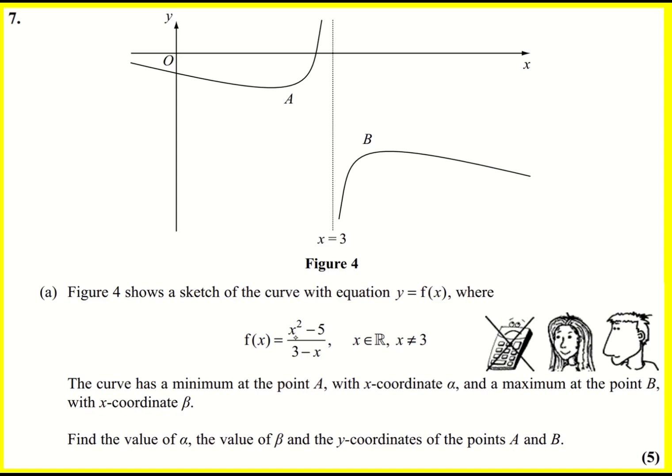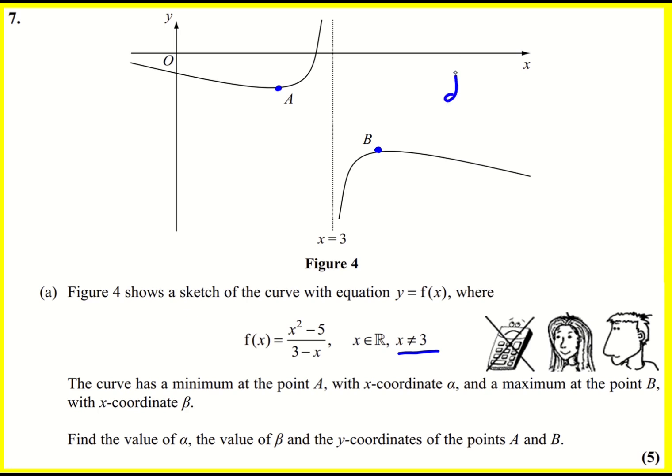Given this function, f of x equals (x squared minus 5) all over (3 minus x), where x is any real number but not 3. We've got a minimum at point A and a maximum at point B. The first one's labelled x coordinate alpha, second one beta. Find alpha and beta and the y coordinates that correspond with this. So these are stationary points, therefore we can differentiate.